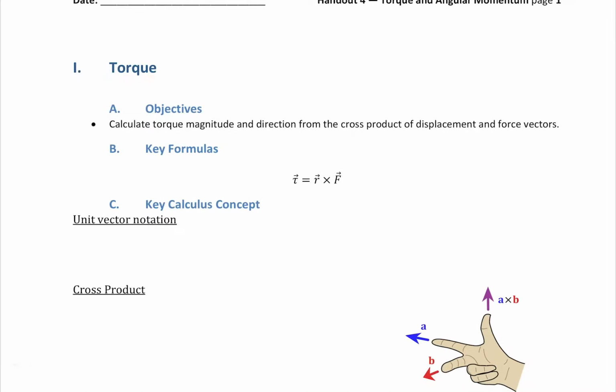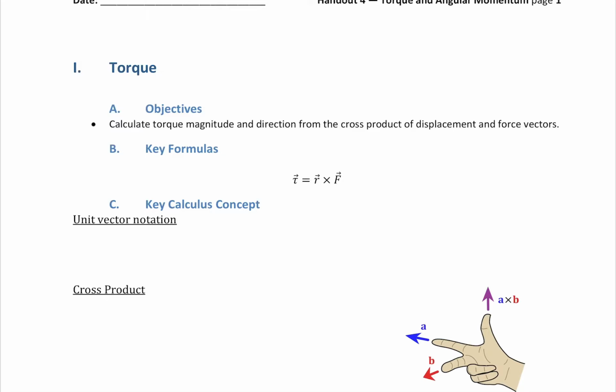So we want to calculate torque magnitude and direction from the cross product of displacement and force vectors. Perhaps we're used to torque being expressed as r times F times sine of the angle between the two vectors, where phi is the angle between r and F. And that's the magnitude of torque. And that implies that it is a cross product because it tells you that the maximum magnitude is when the angle is 90 degrees. And that is consistent with what we see with the cross product.